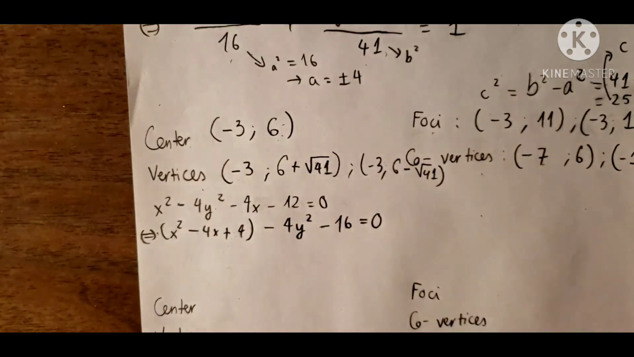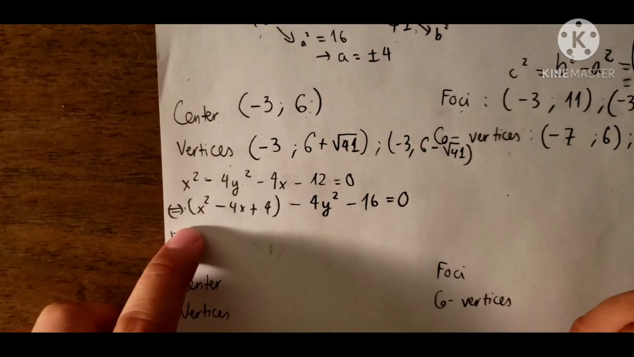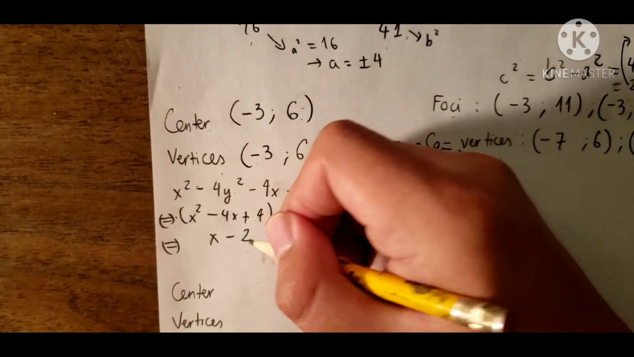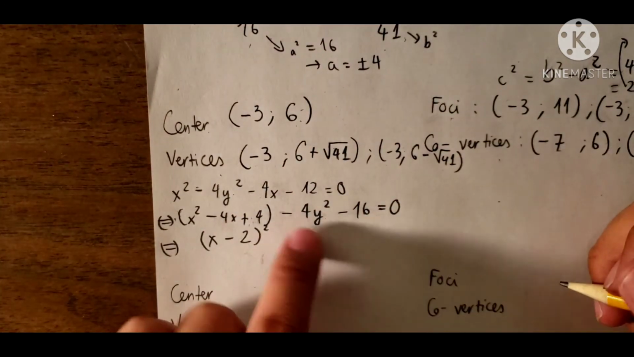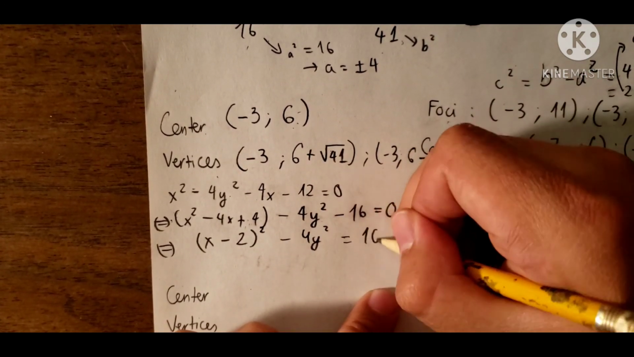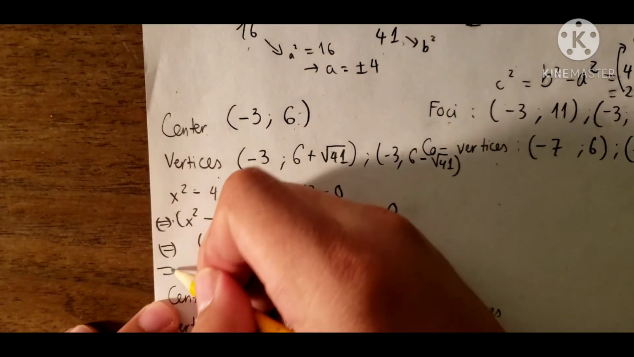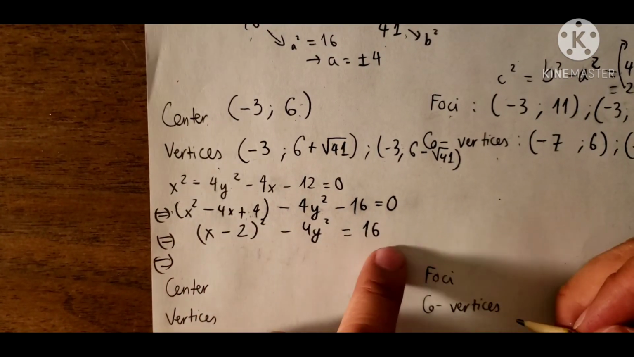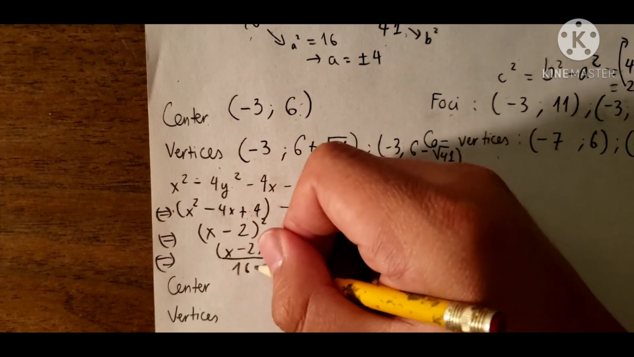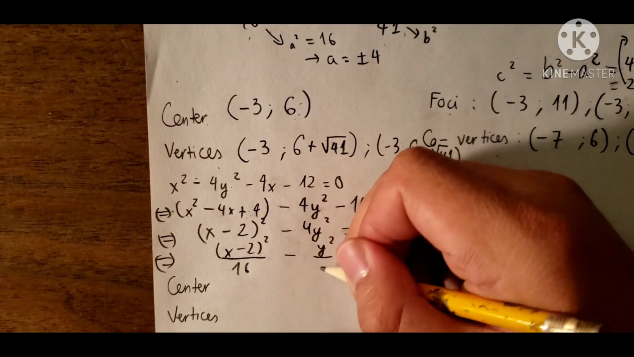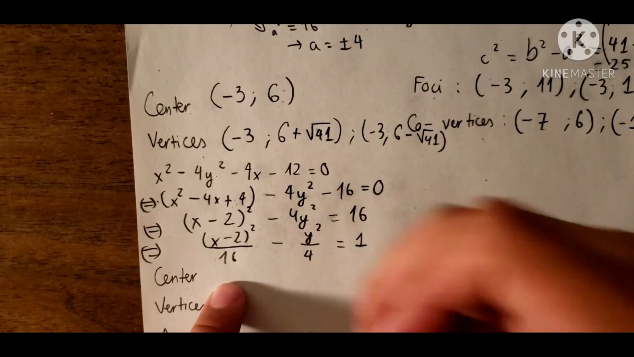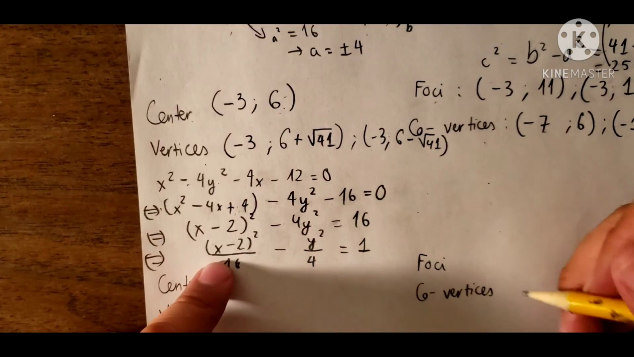This is the first one. We have x power 2 minus 4x plus 4. You got x minus 2 power 2, and we keep our minus 4y power 2. This number moves to the right. The next one, we divide the equation by 16, and we got x minus 2 power 2 divided by 16, y power 2 divided by 4, and this one becomes number 1. So now we convert the equation in here to a hyperbola.